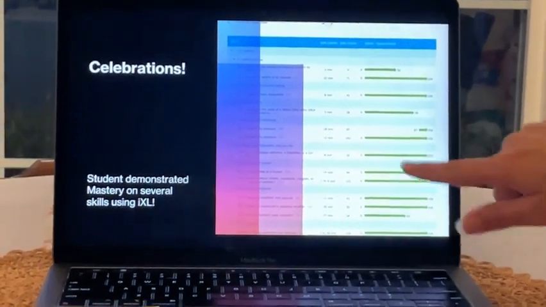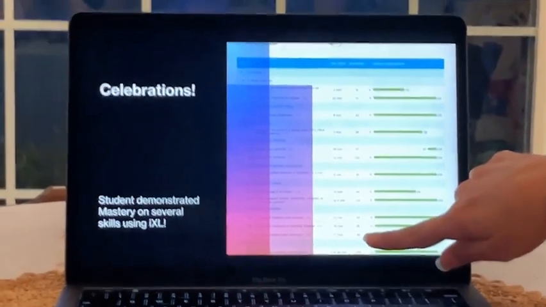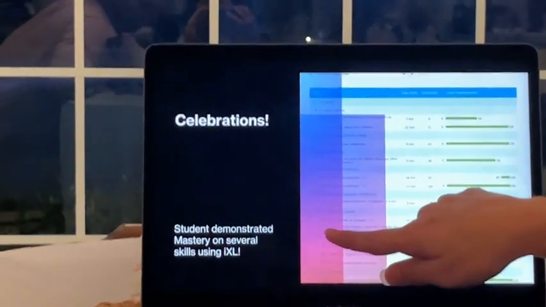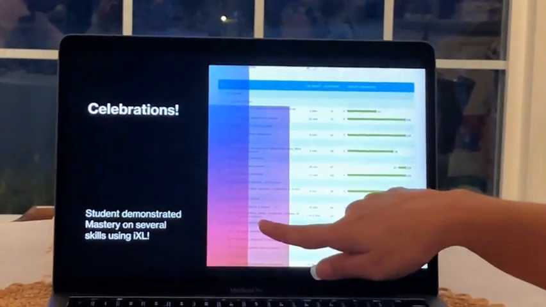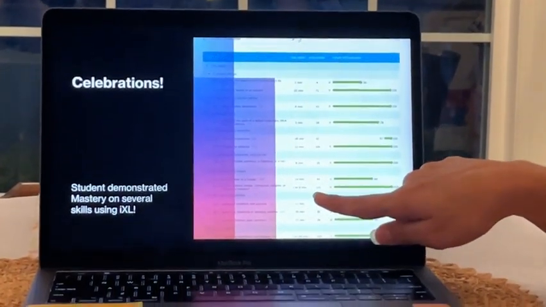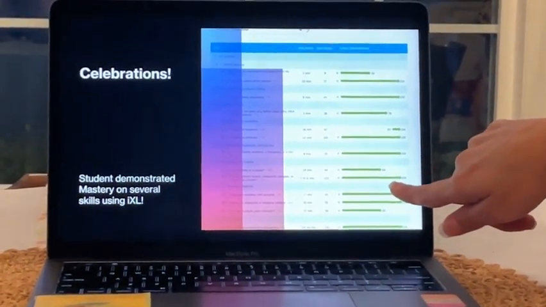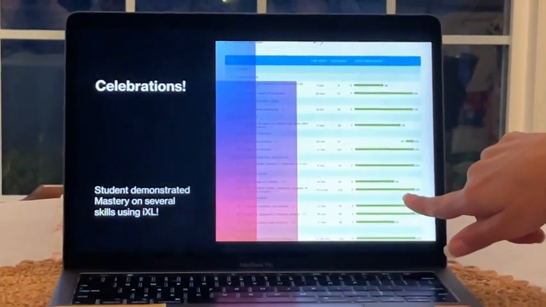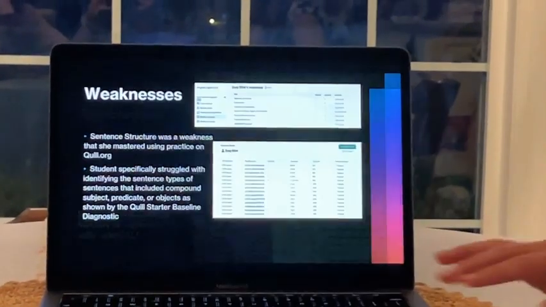But also you can see how long it took her to master and how many questions it took. So look at this one right here. Is the sentence simple, compound, complex, or compound-complex? It took her 123 questions to master that. So that means she really had to work through that to be able to master that. But she persevered and was able to master that skill.